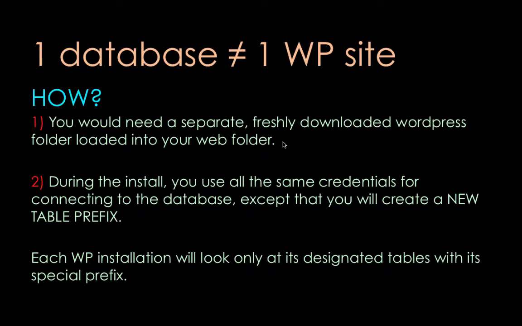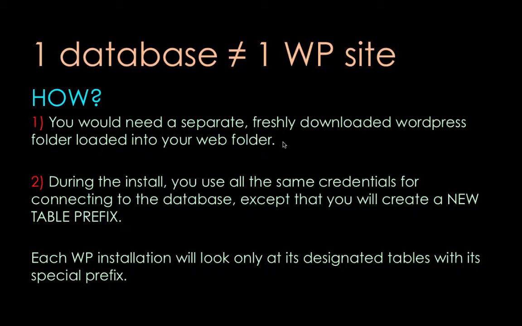Okay, so how would you do that? Well, you would need a separate freshly downloaded WordPress folder loaded into your web folder. And when I say separate, I mean separate from an existing installation, like in this example that we've been talking about, where we have this Project 2 WordPress folder. If I wanted another WordPress installation, I would put another WordPress folder up in my root level web directory and call it whatever I wanted. So now I've got 2 separate WordPress folders.